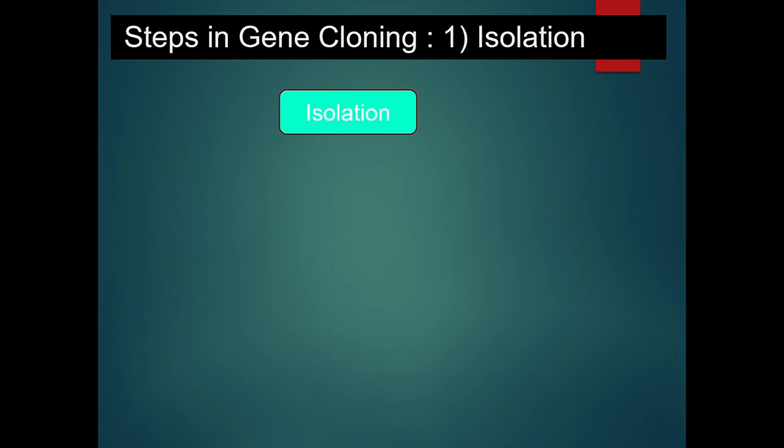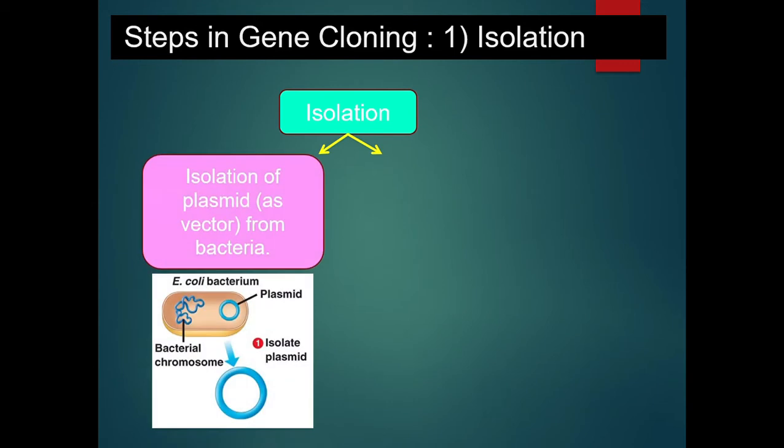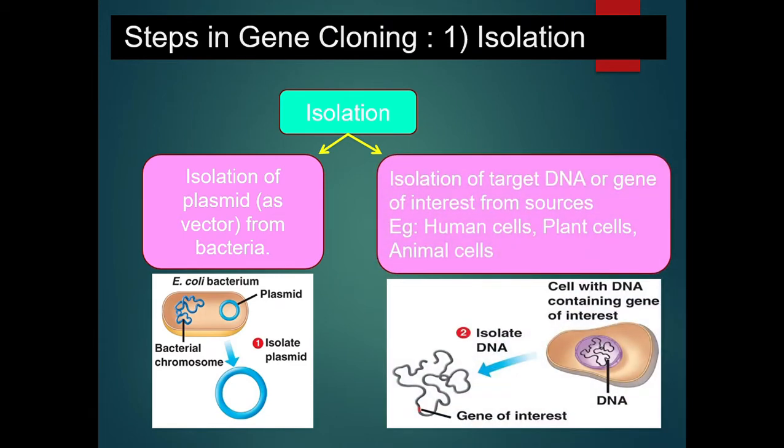The first step in gene cloning is isolation. We have 2 isolations, that is 1. Isolation of plasmid from bacteria that we will use as vector, and 2. Isolation of target DNA or gene of interest from human cells, plant cells, or etc.